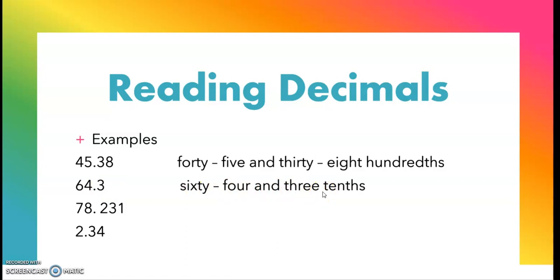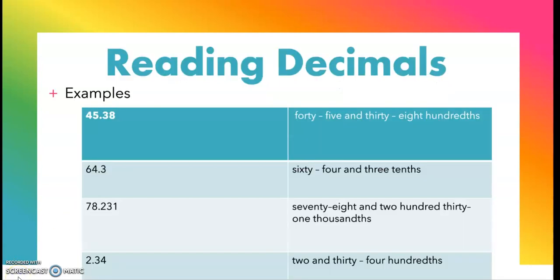Now pause the video, make your jottings, for examples 3 and 4, and then you can compare with what will be discussed afterwards. Now let's discuss. Example 3, we have 78.231, or it can be written as 78 and 231 thousandths. Example 4, we have 2.34, or it can be written as 2 and 34 hundredths.